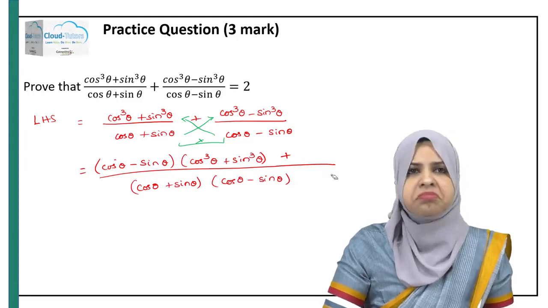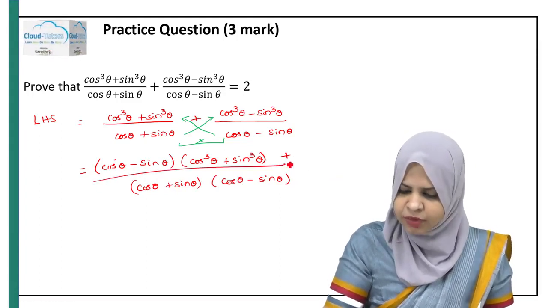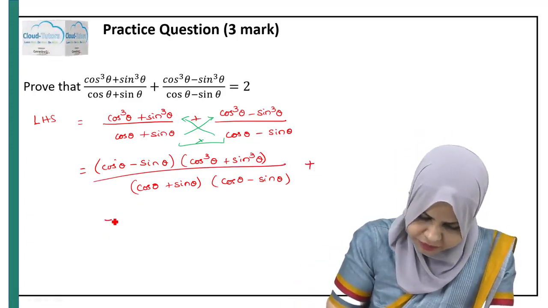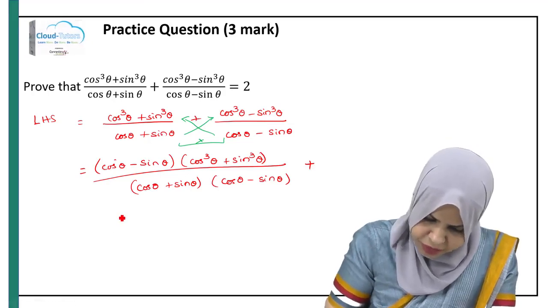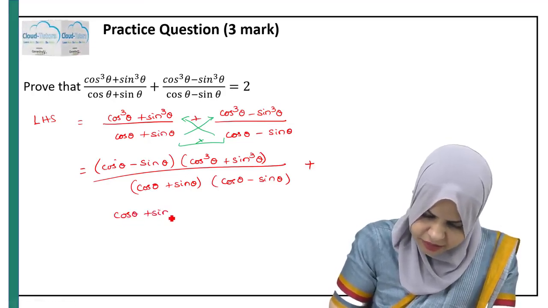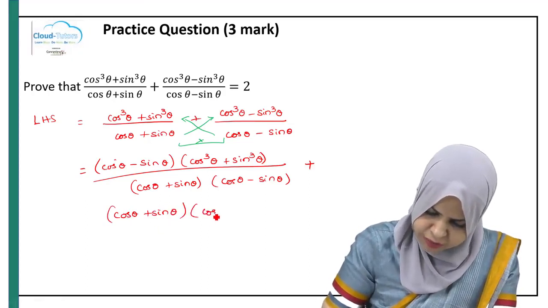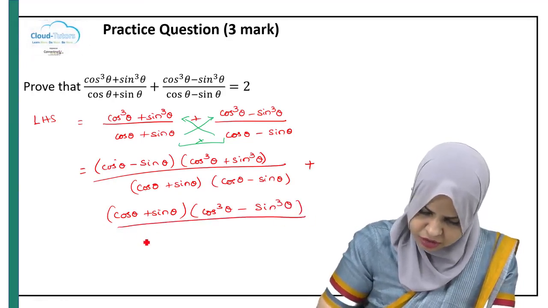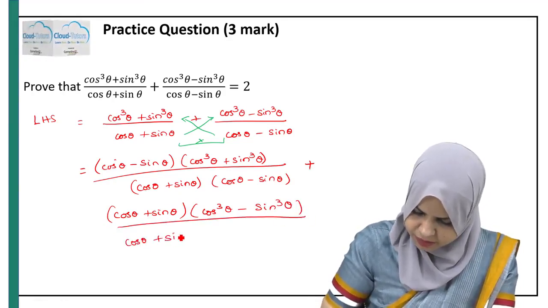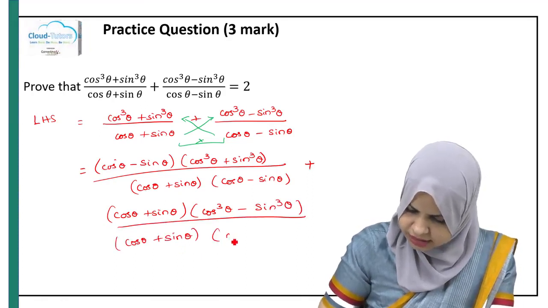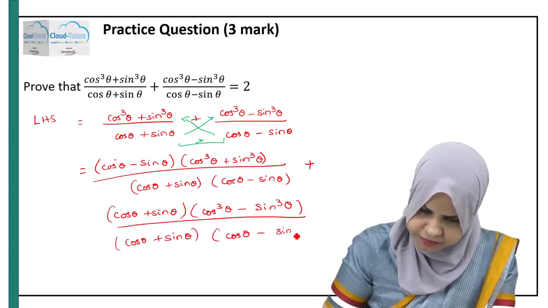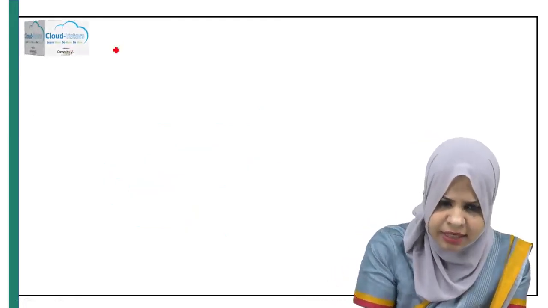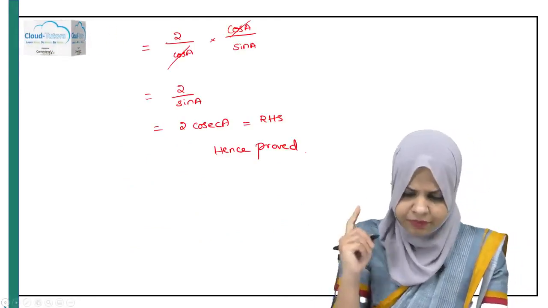Plus, I need space, okay? So what I will do, I'll write only this here and the other one I'll write below. Okay, so here plus, it's a continuation. So it would be cos theta plus sin theta into cos cube theta minus sin cube theta by cos theta plus sin theta into cos theta minus sin theta. Okay, now let's see what we do next.